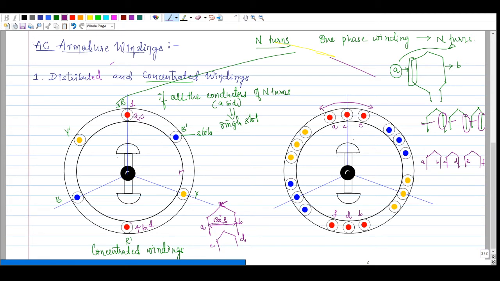So if they are distributed, instead of placing all the conductors in one single slot, they have been distributed along the adjacent slots. This type of connection we call distributed winding.